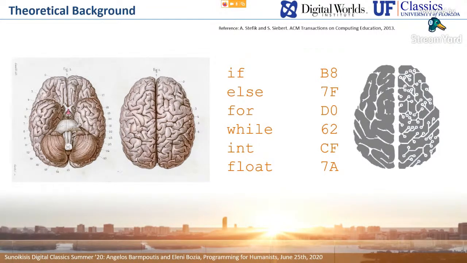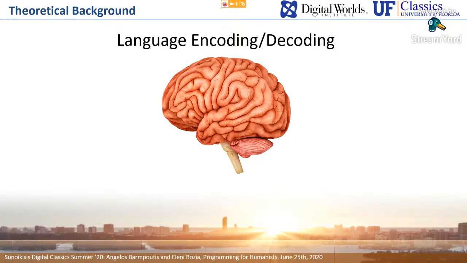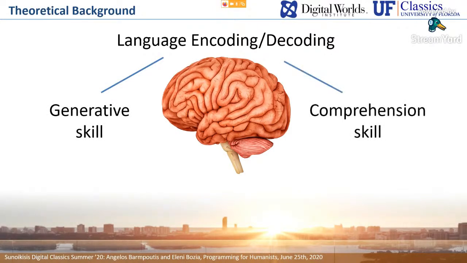So it's as easy for me to learn computer programming through those symbols whether they are English-based or not. Now, through all these examples, what we have observed is that language encoding and decoding requires 2 skills, a generative skill and a comprehension skill. So in other words, I need to learn how to write and compose new text, either programming or a text in natural language, and of course, how to read it. And sometimes one is slightly easier than the other.